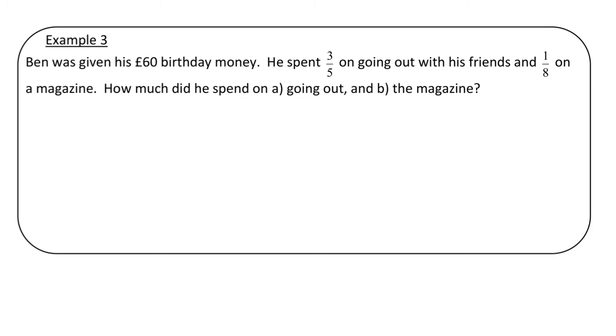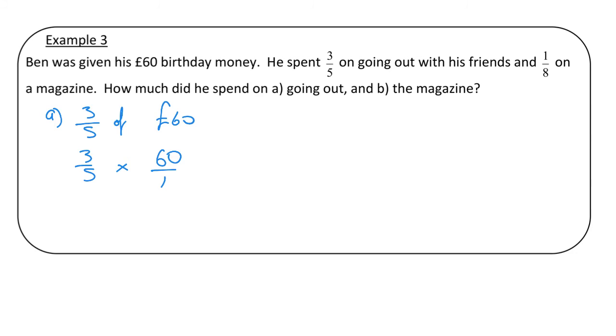Example 3, Ben was given £60 birthday money. He spent 3/5 going out with friends, 1/8 on a magazine. How much did he spend going out? So going out was 3/5 of the 60. So that's going to be 3/5 of 60, which is 3/5 multiplied by 60, but I'm going to put the 60 over 1.